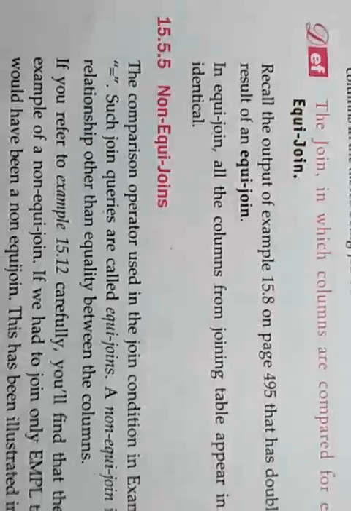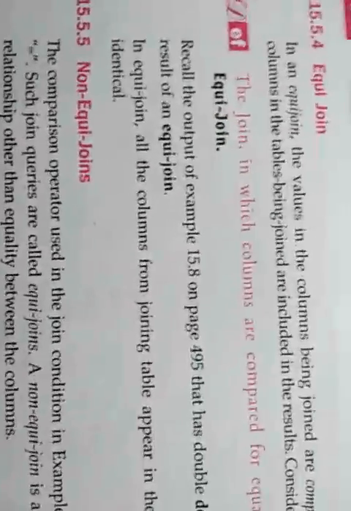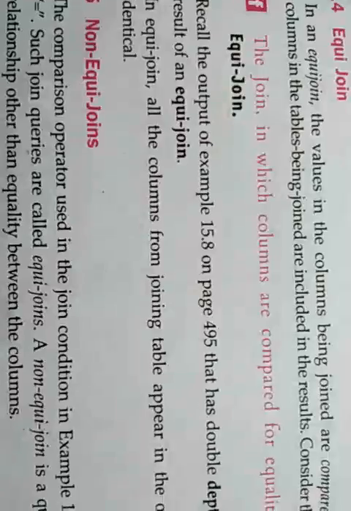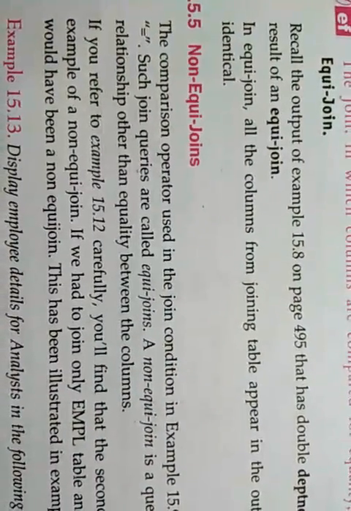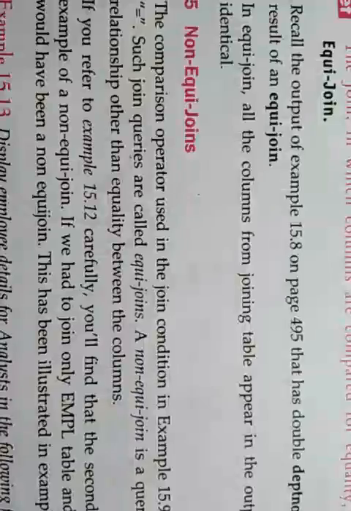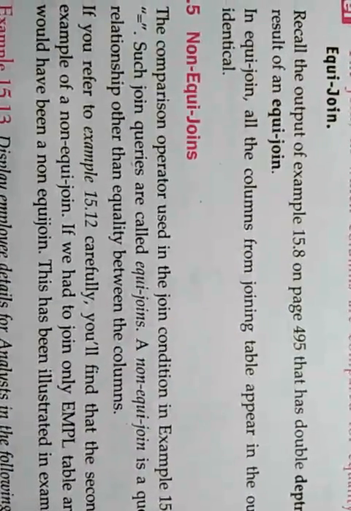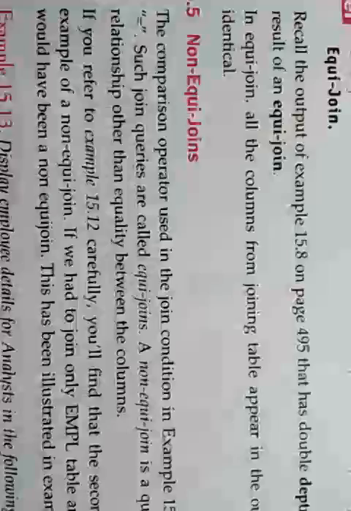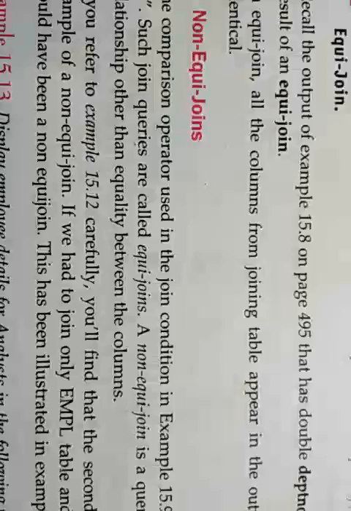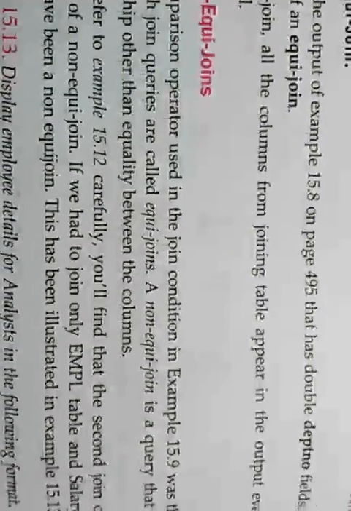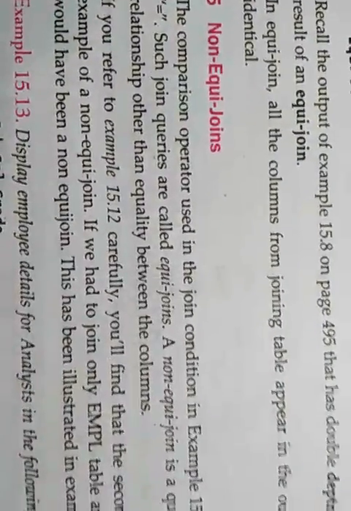Now there are different forms of join query. First one is equijoin. The join in which the columns are compared for equality is called an equijoin. Second category is a non-equijoin. In non-equijoins, the tables' data will be compared. A non-equijoin is a query that specifies a relationship other than equality between the columns.